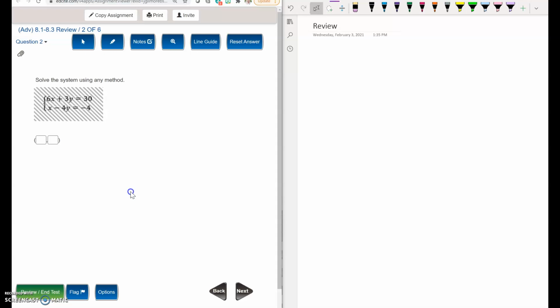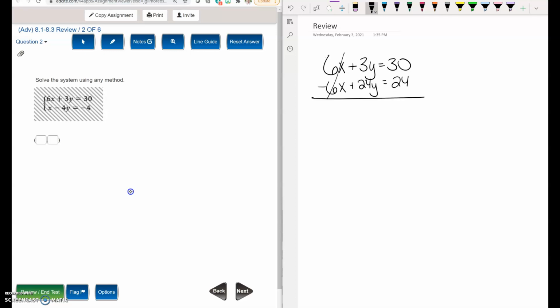Okay, solve the system using any method. This system is 6x plus 3y equals 30 and x minus 4y equals negative 4. I'm going to solve this one using elimination, and I'm going to multiply the bottom equation by negative 6. So my top equation is 6x plus 3y equals 30. My bottom equation, negative 6 times x is negative 6x. Negative 6 times negative 4y is positive 24y. And negative 6 times negative 4 is positive 24.